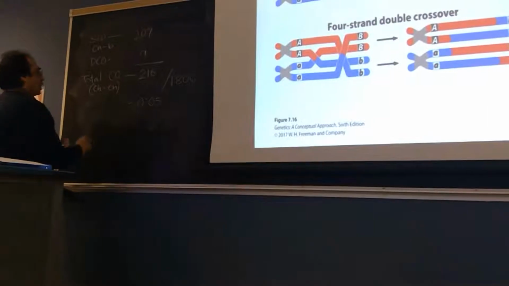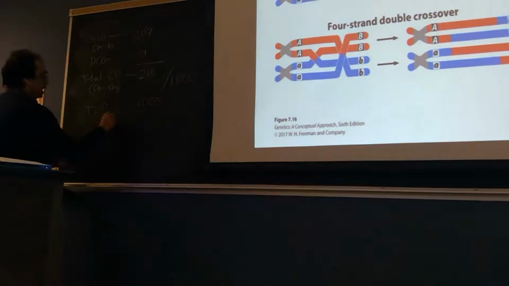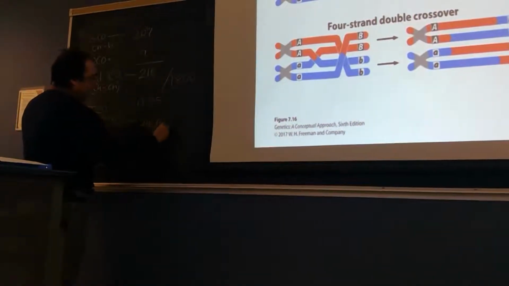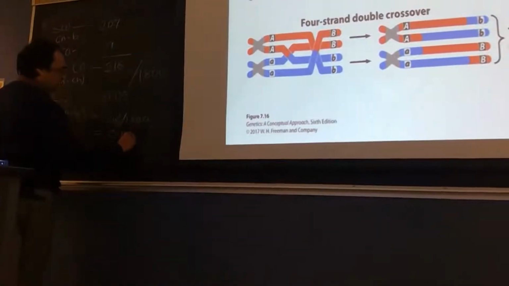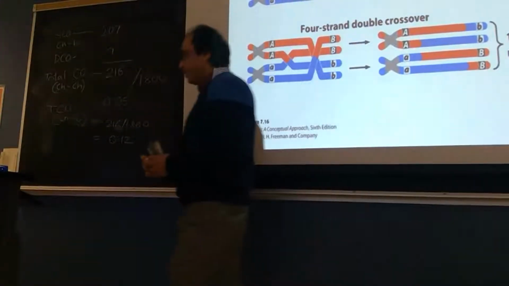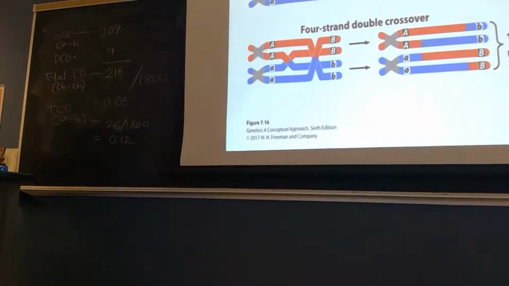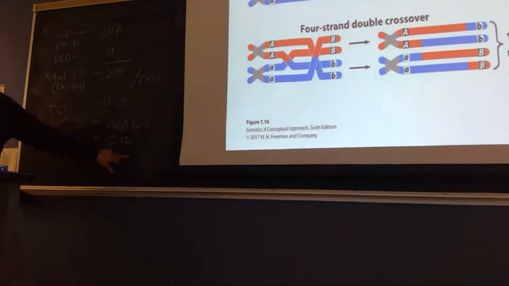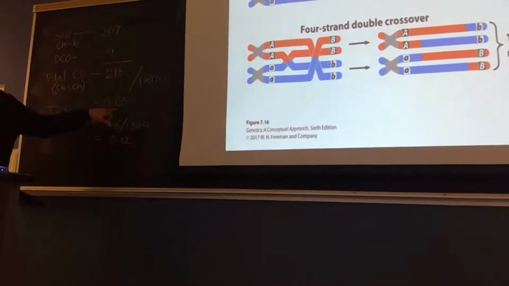Total. So what is the proportion? Total crossover between Cn and P is 216 by 1800. So this is our total crossover between these two genes, and this is our total crossover between these two genes.